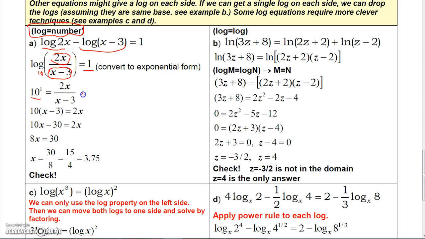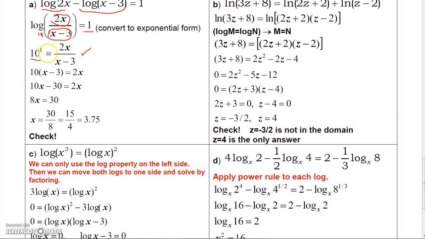Now once I get here, I can just solve it using the algebra that I've learned in the past. So I can multiply both sides by x minus 3 to get rid of the denominator. So I get 10 times x minus 3 equals 2x. And then distribute here, 10x minus 30 equals 2x. Then subtract 2x from both sides, add 30 to both sides, and I get 8x equals 30. Then divide by 8, and I get 15/4, or 3.75.